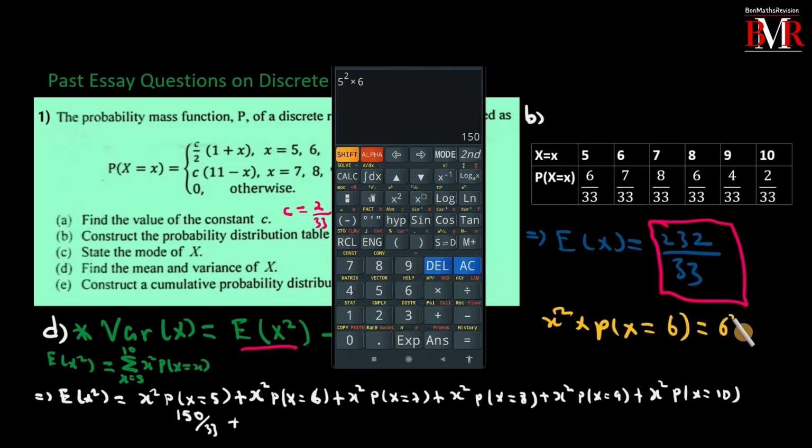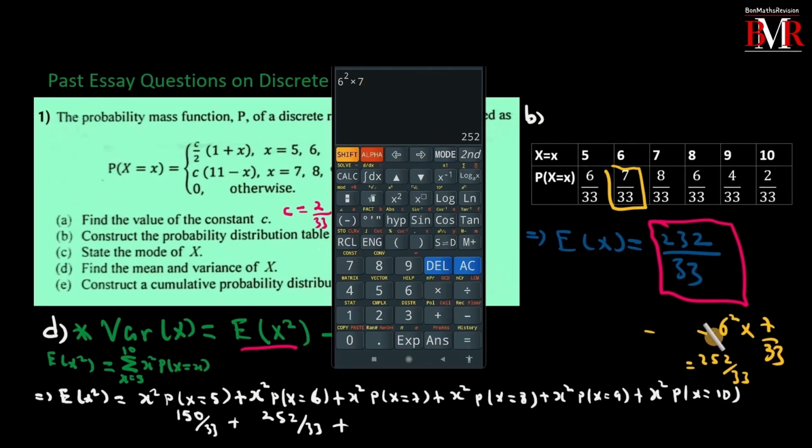That is 6 squared times 7 over 33. That is 7 over 33. 6 squared times 7 is 252. That means this is 252 over 33. Means that here is plus 252 over 33 plus x squared times the probability of x equals 7.